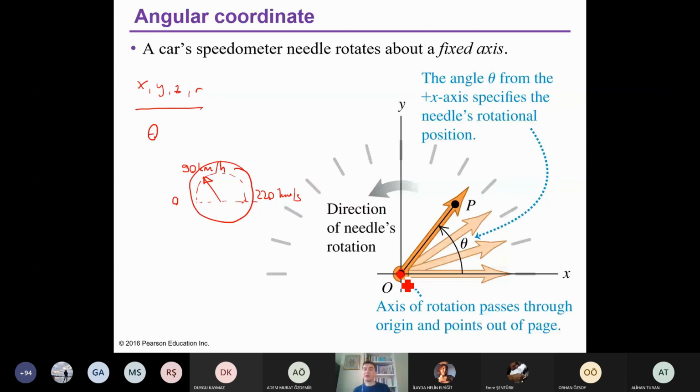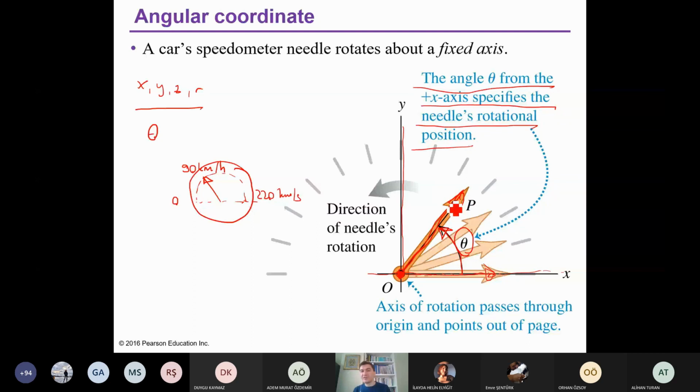You can also consider analog watches, okay? Here we have x-axis, and here we have y-axis. And this is the speedometer needle. Let's consider that this is the initial angle between the needle and x-axis, which is given with theta. Theta is 0 at the beginning. And after a certain time, the position of the needle is like this. And we have this theta angle between this needle and x-axis. This is given with theta. The angle theta from the positive x-axis specifies the needle's rotational position.